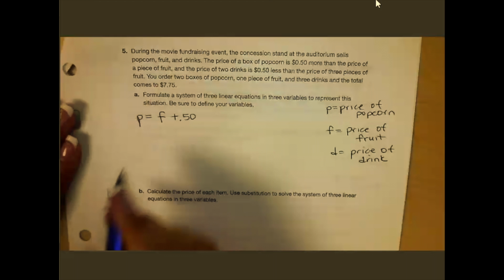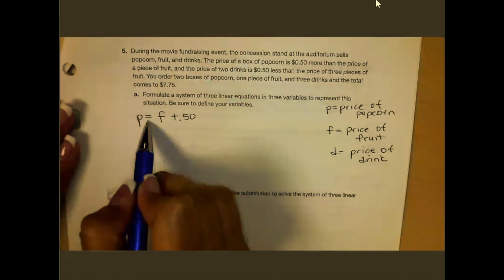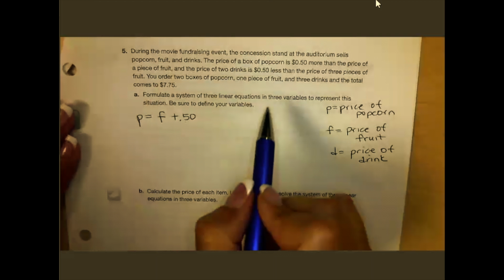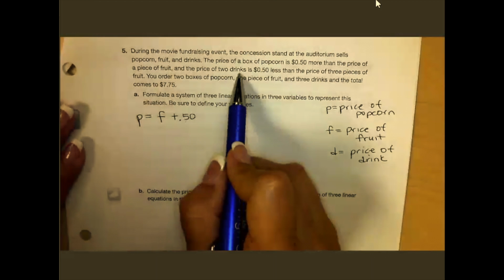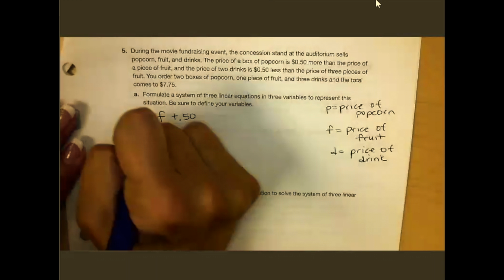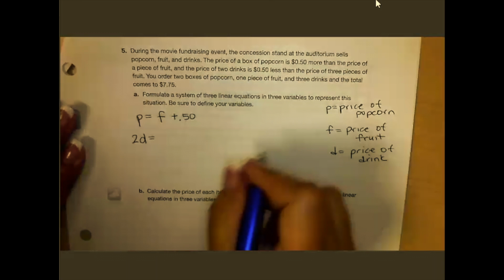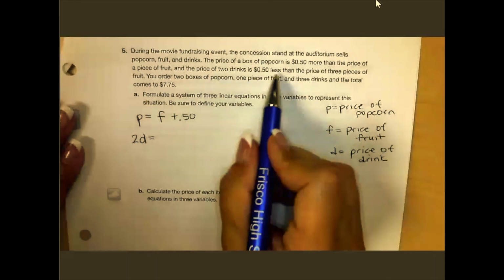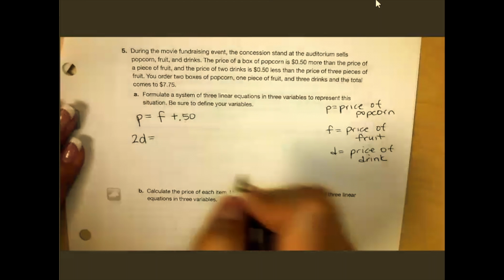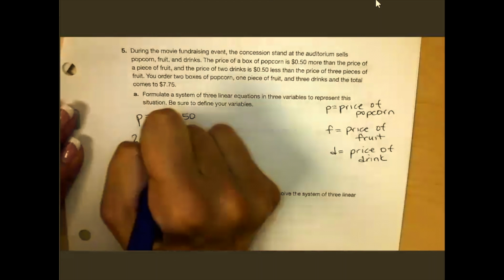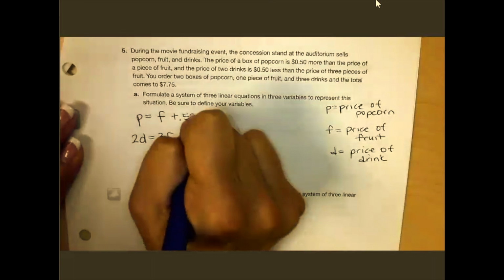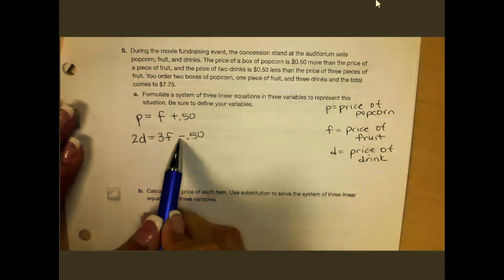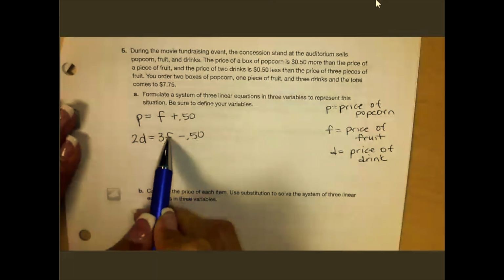50 cents more than fruit is equal to popcorn price. That works. The next one comes from the price of 2 drinks is, so 2 times the price of our drinks equals 50 cents less than the price of 3 pieces of fruit. So 3 times the price of fruit minus 50 cents. That's 50 cents less than 3 times the price of fruit is equal to 2 times the drink.